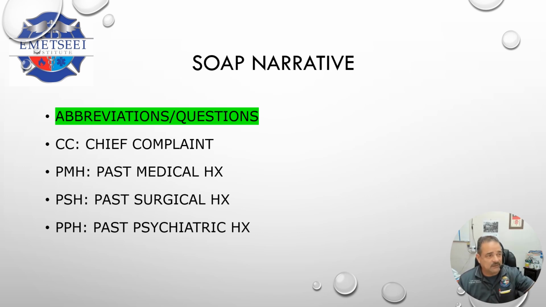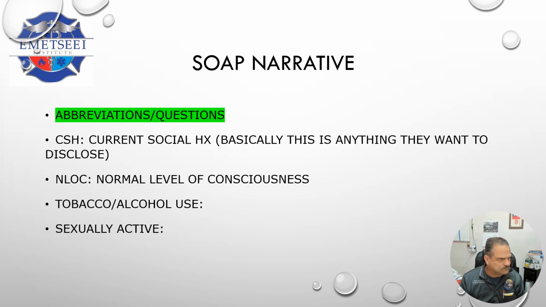You put CC, patient complaining of chest pain, PMH, hypertension, hyperlipidemia, coronary artery disease, whatever. And then of course PSH, and then whatever their surgical history is, you'll document that. But it's a great tool to use. You can plan it right on there and then just fill in the information.